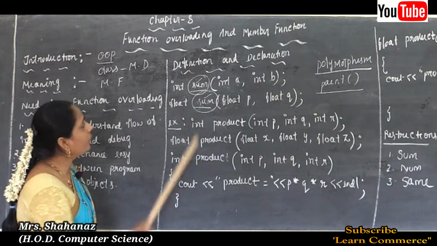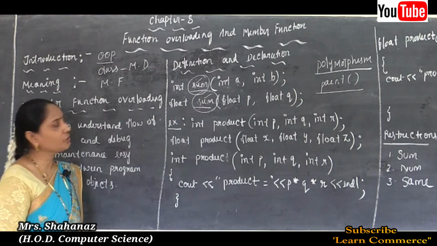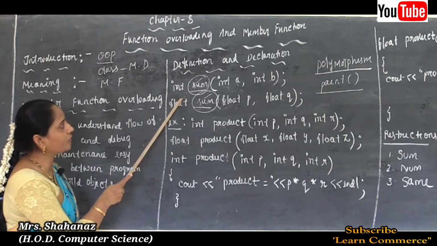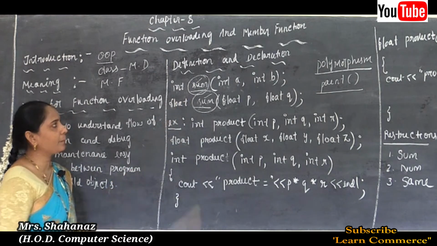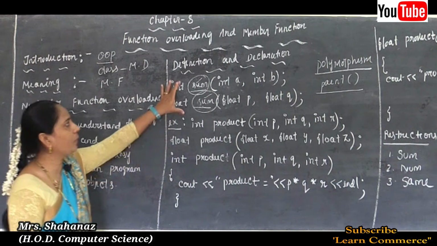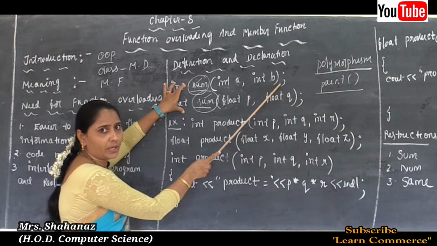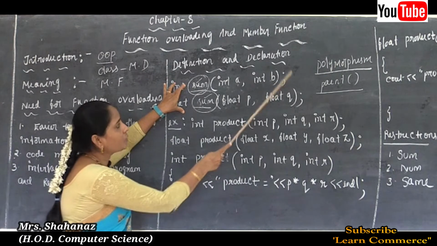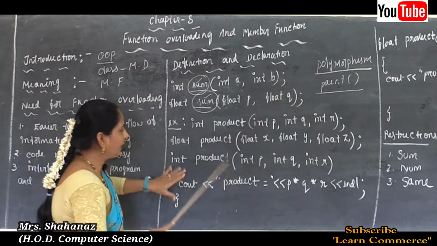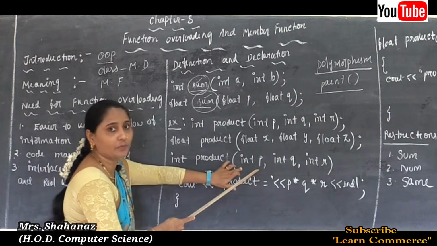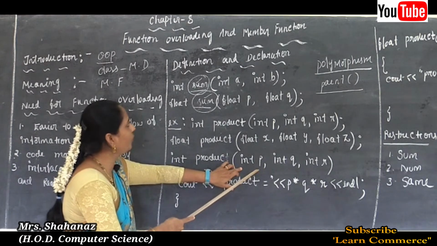In the definition and declaration of function overloading, before explaining, the same example is there. This one is called the declaration, because a semicolon is there. So it is called the declaration, and this line is called the definition of the function overloading.